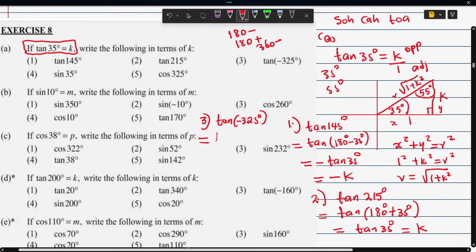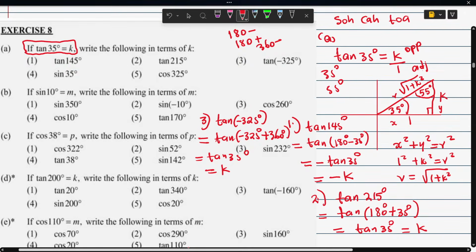So what are you going to do? It will be tan of negative 325 degrees plus 360 degrees. Therefore, the answer will be tan 35 degrees, which is k. Don't make any mistake, dear learners. Whenever it's negative, you should add 360 first. Then that will give you the answer, right?